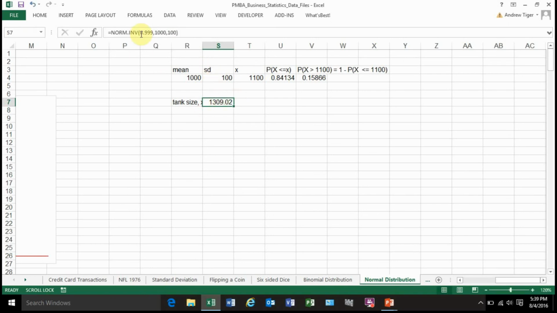Now you can't ever put in 100% because the normal curve never touches 0. But you could make this stupid big. What if it's 99.999%? So I put that in there like that. So probably if you got a 1,500 gallon tank, you're guaranteed that you would never run out. Okay, that's a good application of the normal distribution.